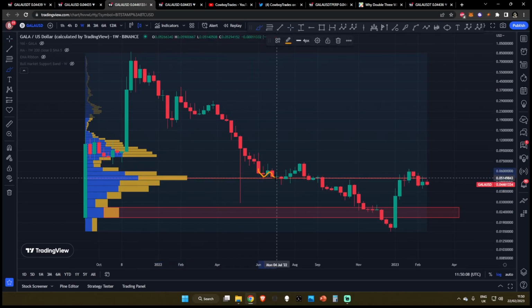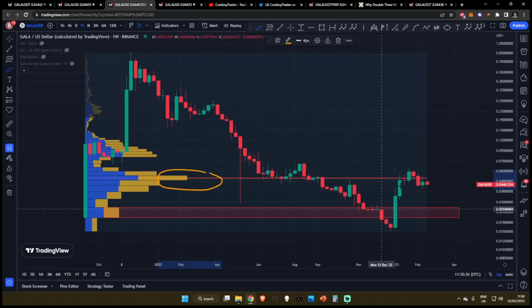You can see we respected this level, broke down, and retested it as resistance. Quite recently, we broke down and we didn't have enough momentum to head down to our price targets at 1 cent. We came down to 1.5 cent. So what did we do? We needed liquidity. We needed more exit liquidity. We needed to excite retail traders. So we were magnetized to this volume profile.